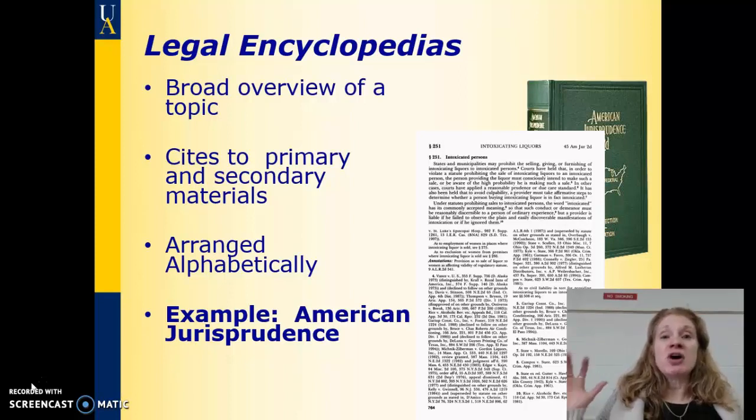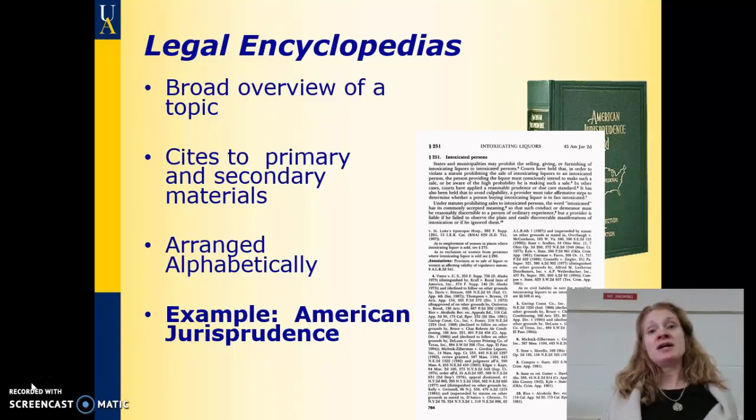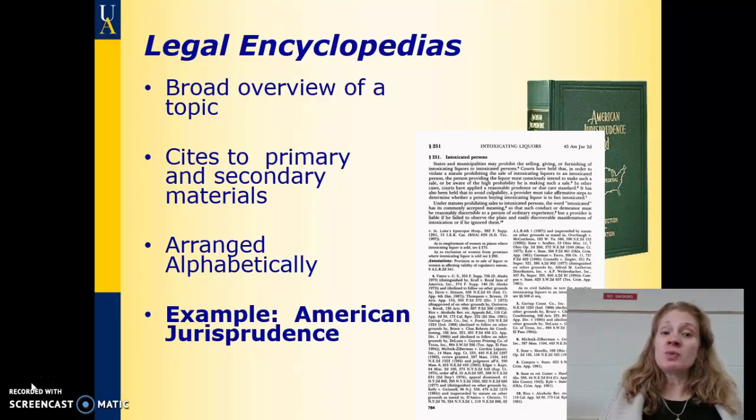They tend to be very large sets. If you look at them on the shelf, they cover many legal topics. They cite to primary and secondary authority. They cite to the statutes and case law that are relevant. Legal encyclopedias, just like Encyclopedia Britannica, are arranged alphabetically by topic. What we have here is a picture of American Jurisprudence. This is a large national legal encyclopedia. It covers the law in all 50 states and federal. So it attempts to cover the law nationally.